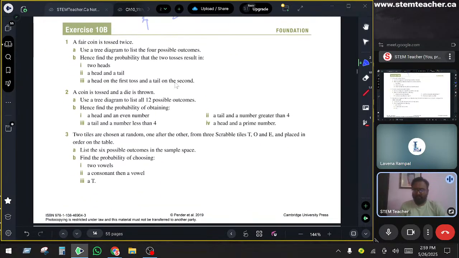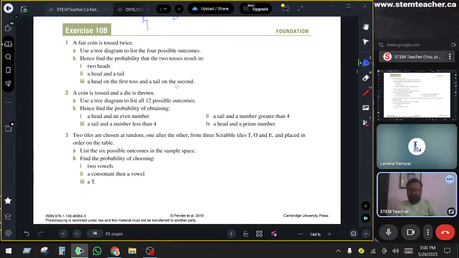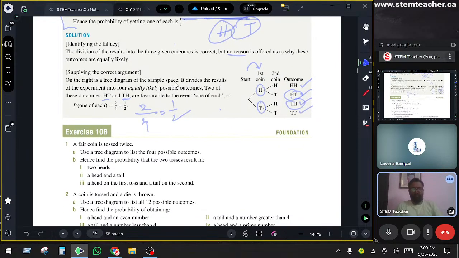Okay, so next we can go for exercise 10b. Can you read out the question? A fair coin is tossed twice. Use a tree diagram to list the four possible outcomes. A fair coin is tossed twice means we get the same diagram. We get this required diagram only.